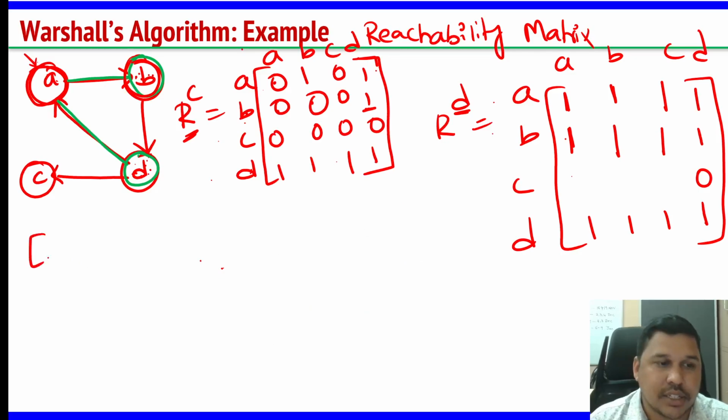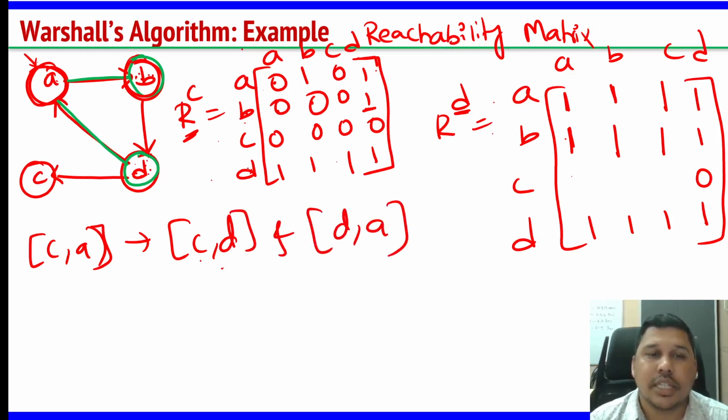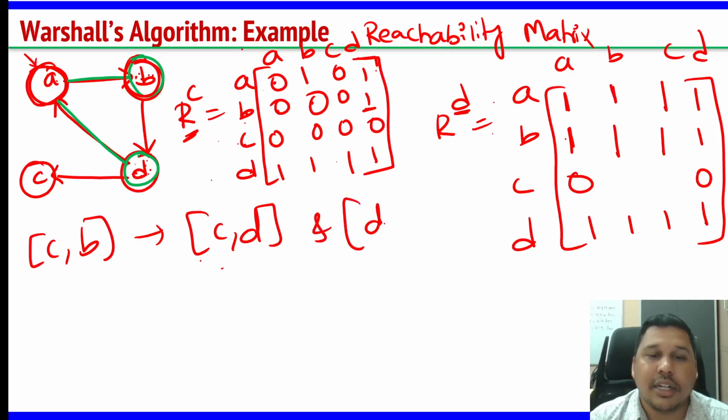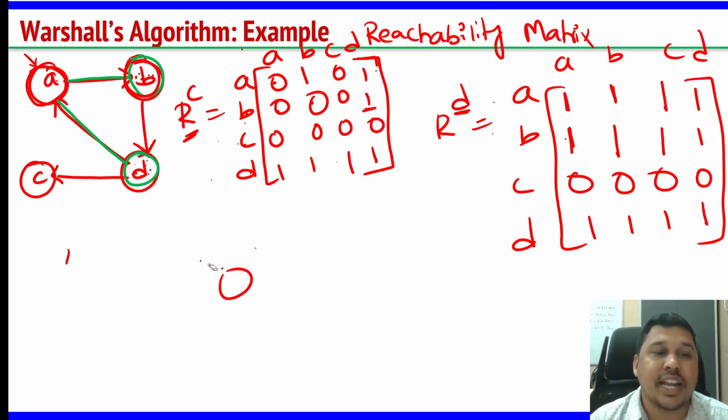Next is C to A using D. Okay. So, that is C to D and D to A. C to D in this RC matrix is 0. Therefore, this will be 0. We need not verify that remaining part also. Next, C to B. C to B means C to D and D to B. What is C to D in this matrix? It is 0. Then definitely this also will be 0. Again C to D, this also will be 0. Right. So, this is your final matrix.